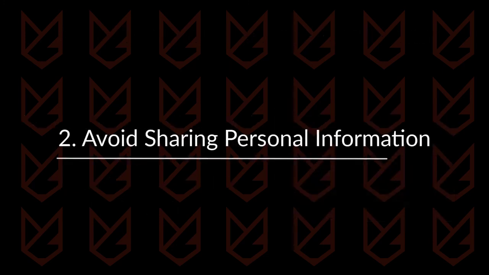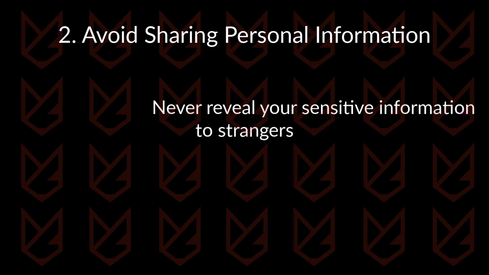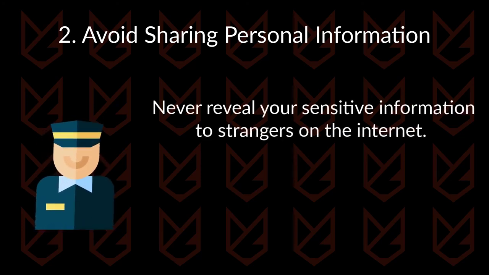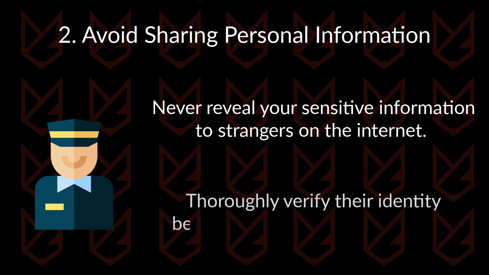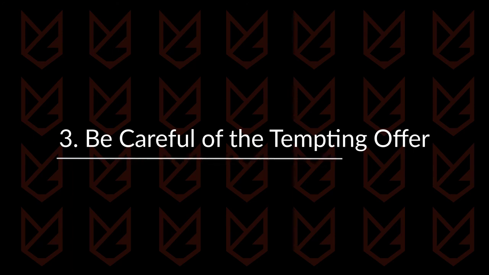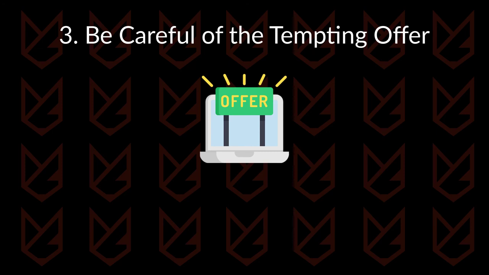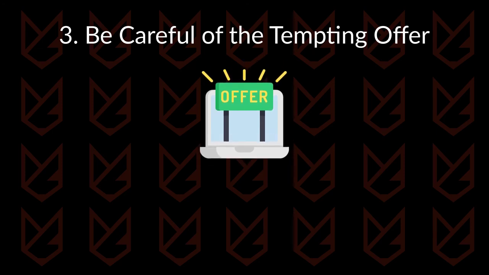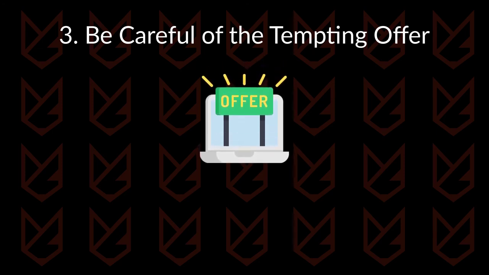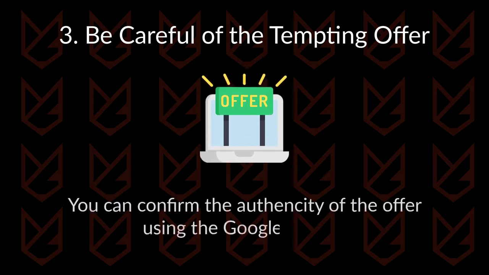Avoid sharing personal information. You should never reveal your sensitive information to strangers on the internet. If you get any call or text from a person claiming to be an official, thoroughly verify their identity before revealing anything to them. Be careful of tempting offers. Most users get trapped in social engineering because of unreal offers. If you feel any offer is too good to be true, then it is. For verification, you can Google search it and confirm its authenticity.